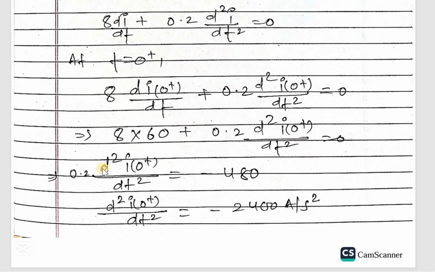By simplifying this, we get 0.2 d square i(0 plus) upon dt square equal to minus 480. Then simplifying this, we get d square i(0 plus) upon dt square equal to minus 2400 ampere per second square.